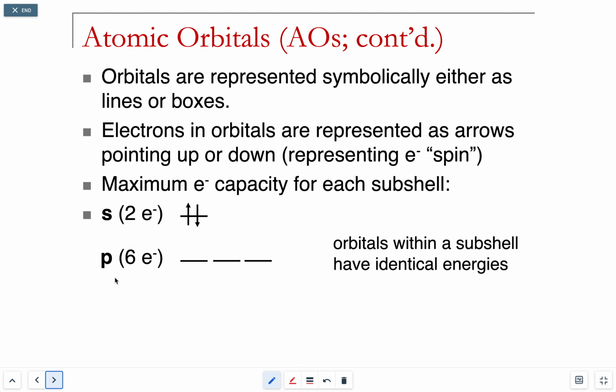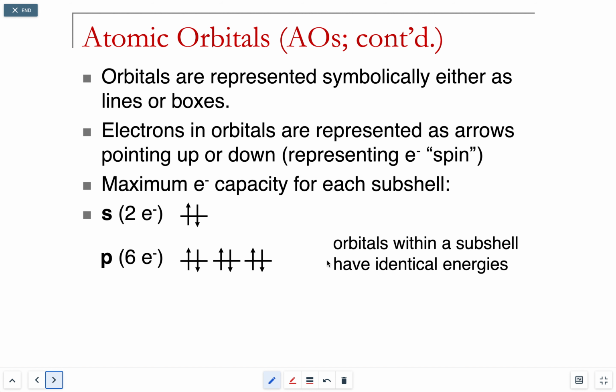When we go to the p orbitals, we would write our three p orbitals as three separate lines or boxes. One thing new that you need to learn here now is that orbitals within the same subshell have identical energies. So the shapes are identical too. The orientations in space are different. That's the only thing that's different about orbitals in a subshell. But their energies are identical.